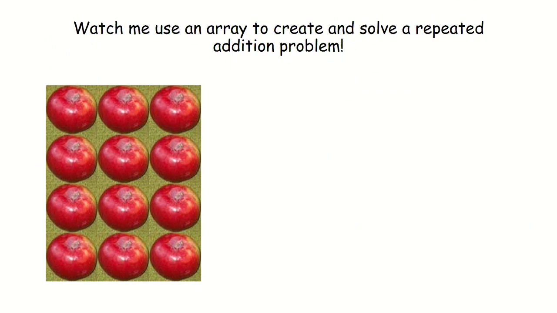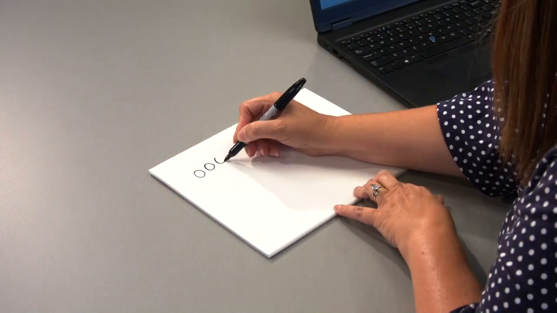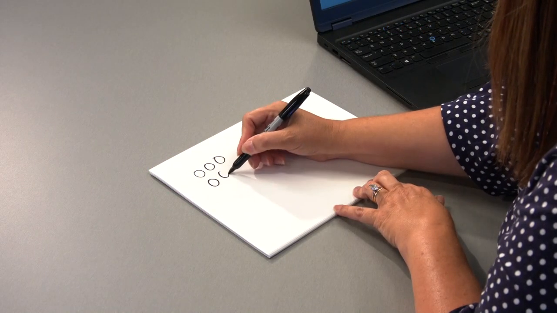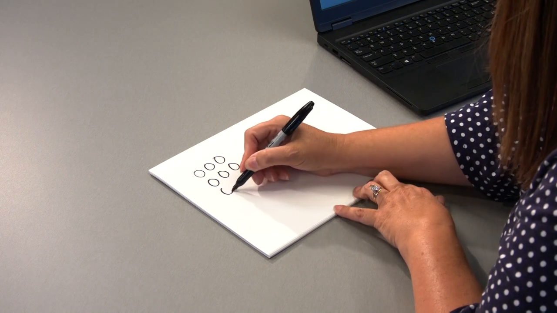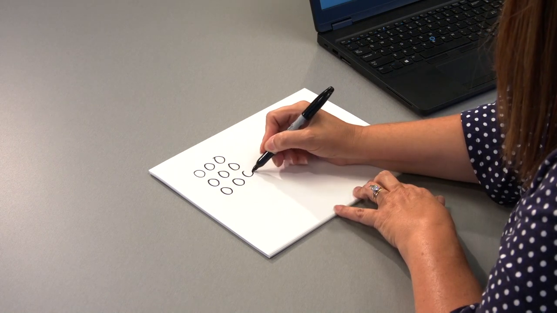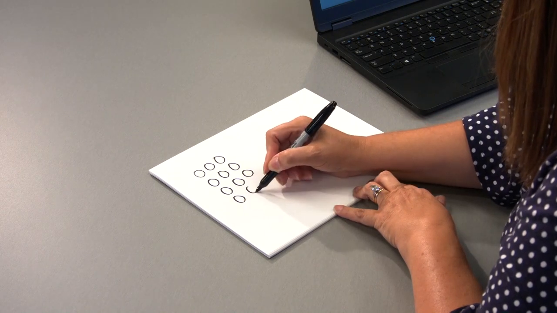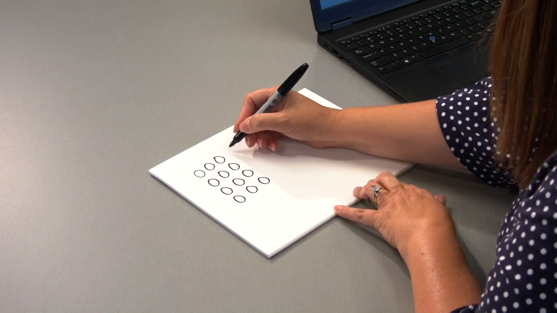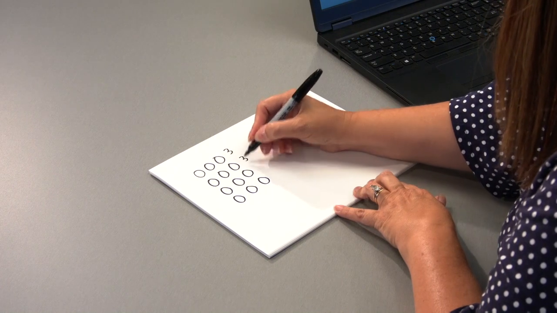Okay, watch me now as I use an array to create and solve a repeated addition problem. We have some red apples here, and for the purpose of this lesson, we're going to draw circles to represent our pictures. So we have 4 rows of 3. So I'm just drawing my circles to represent my apples. And then I'm going to write my digits.